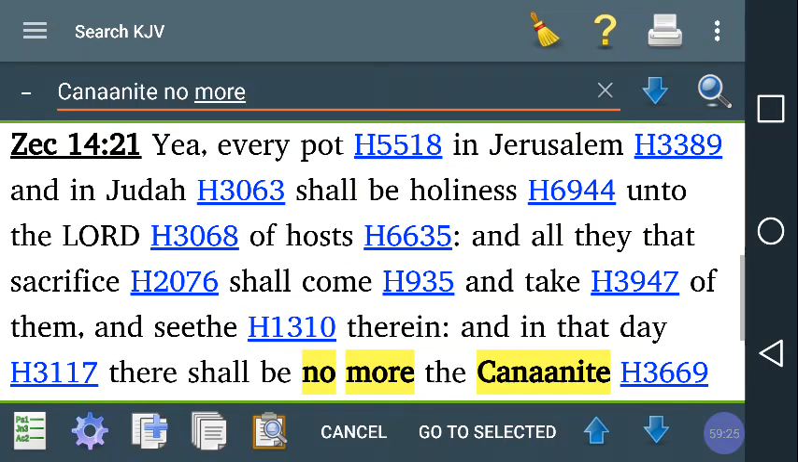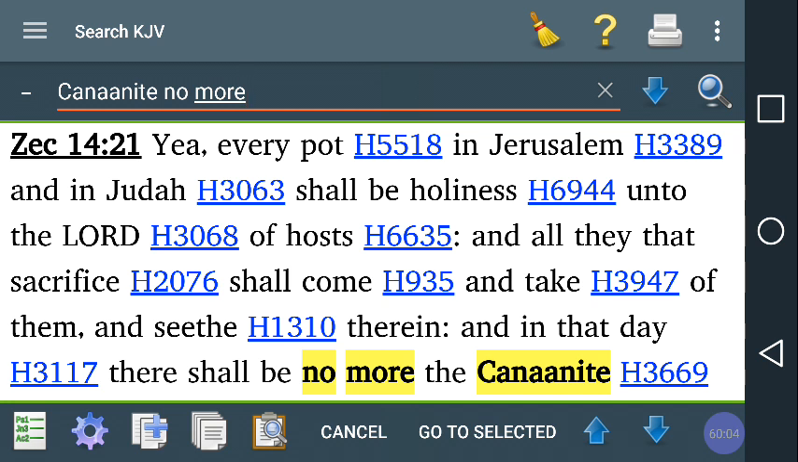Zechariah 14:21. Look at this. You looking? Yea, every pot in Jerusalem and in Judah, in Yehuda, shall be holiness. And brothers, it's Yehuda, not Yahuda, but we'll get into that. I know some of you are going to hold on to it, but hopefully you will know the truth by and by. Zechariah 14:21: Yea, every pot in Jerusalem and in Yehuda shall be holiness to Jehovah of hosts, Jehovah of armies.